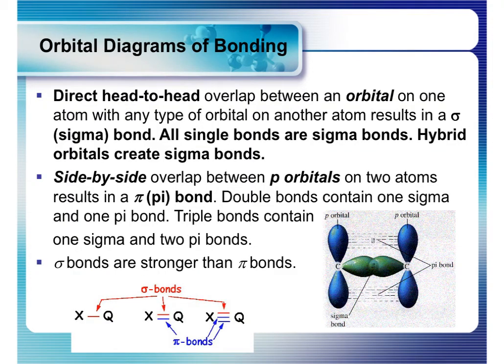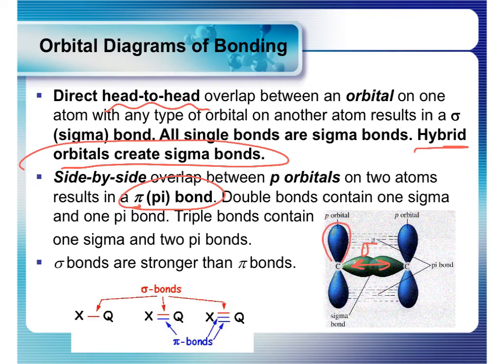Okay, couple words about sigma and pi bonds, which I introduced a couple slides ago. What is the difference between a sigma and a pi bond? Well, the definition is that a sigma bond results from head-to-head overlap, okay? Direct head-to-head overlap of orbitals. That is a sigma bond. Sigma bonds are stronger than pi bonds. And hybrid orbitals always create the sigma bonds. All right, pi bonds are made from unhybridized p orbitals.